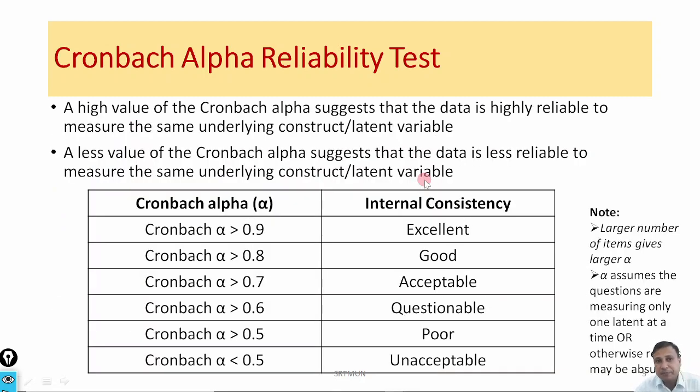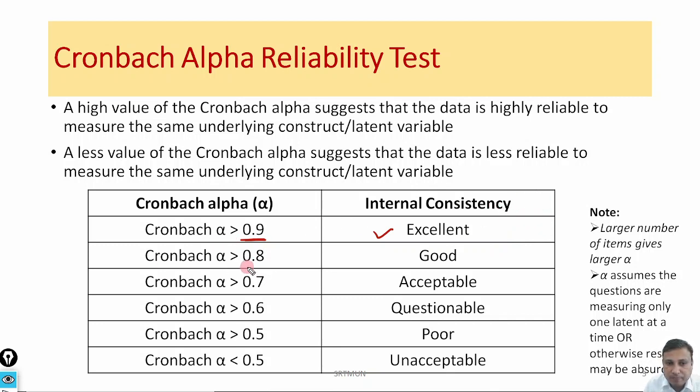But before that, let me highlight how the different values represent different kinds of reliability. For example, if we compute the Cronbach alpha using software or using the formula, and that value is greater than 0.90, then your internal consistency is excellent. It means your data is highly reliable. It will give you the proper output.